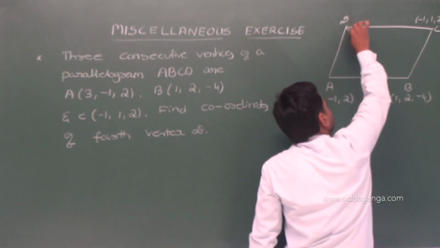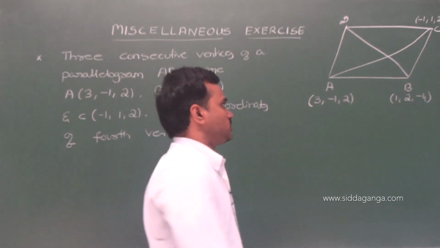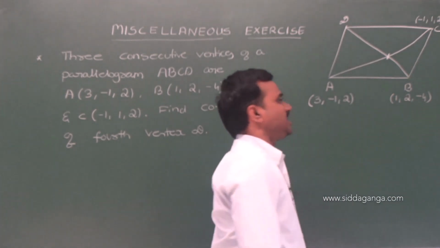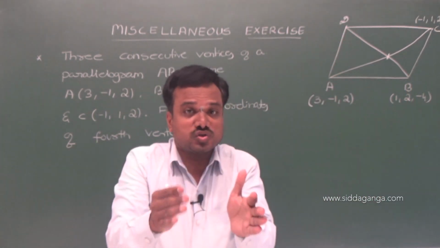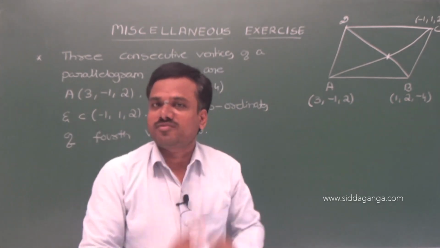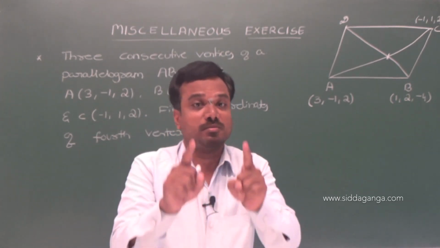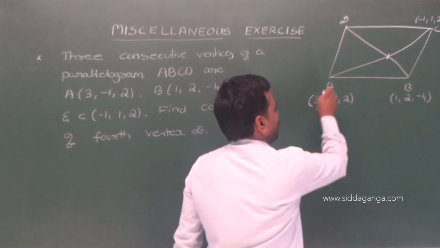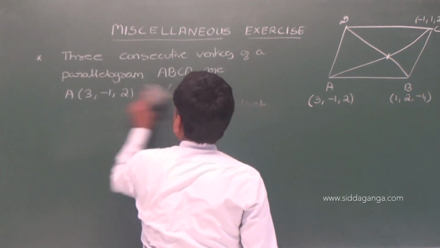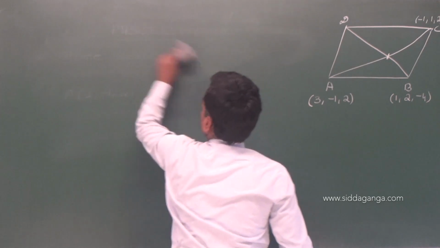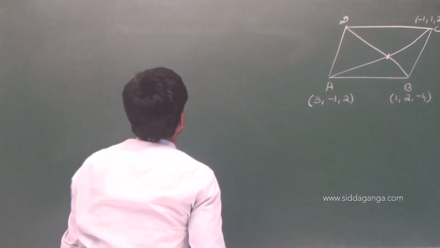We draw the diagonals. No doubt, this point exactly lies at the midpoint of AC as well as the midpoint of BD. The diagonals bisect each other. You know the property of a parallelogram: in a parallelogram, the diagonals bisect each other. That means the midpoint of AC is equal to the midpoint of BD. So we solve this problem. Given three vertices A, B, C, we have to find the fourth vertex.